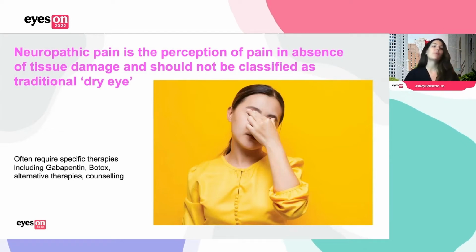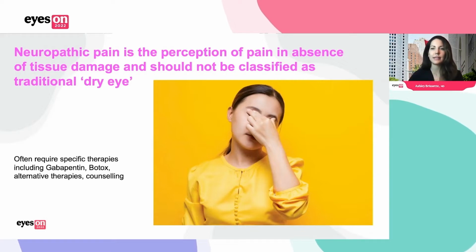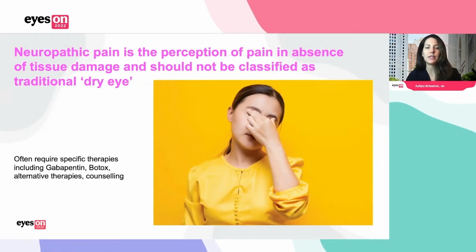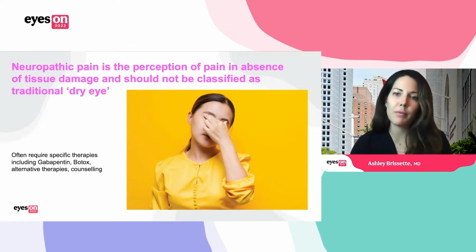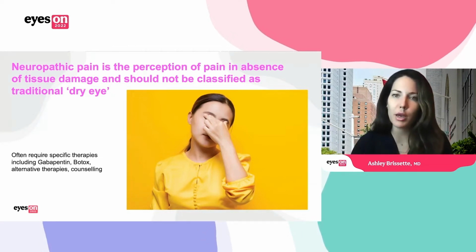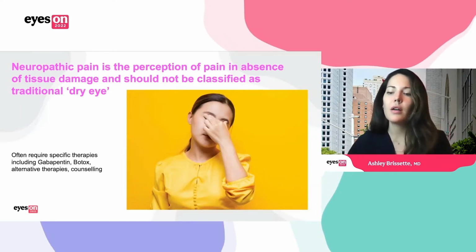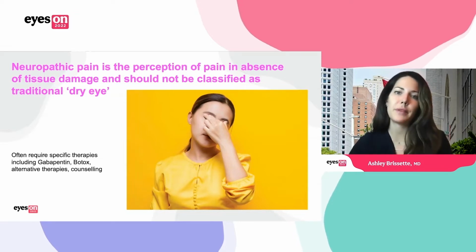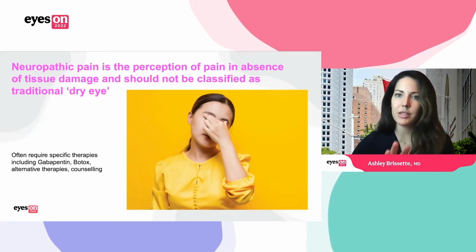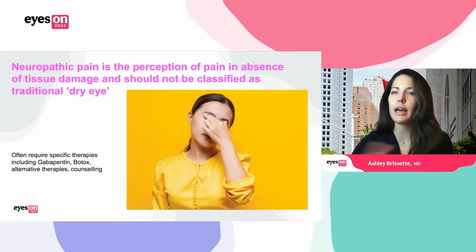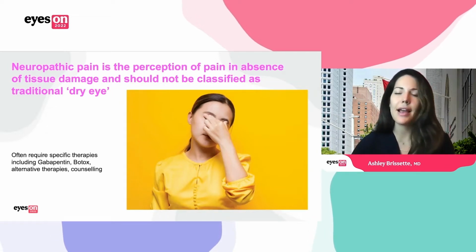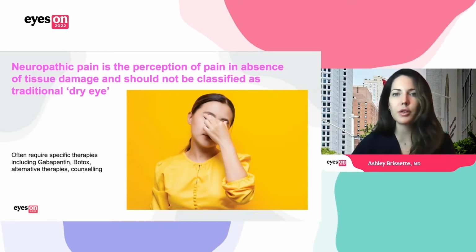So these patients often require more specific therapies, including gabapentin. Botox in and around the eyes can sometimes help, especially if there's a real blepharospasm component and a significant amount of strain. Alternative therapies as well, such as counseling to help them have discussion around pain and other chronic pain syndromes. Sometimes even meeting with a chronic pain specialist can be helpful for these patients. Also, ocular surface treatments can sometimes be beneficial. So I'll often talk to my patients about using those, but that their pain is really out of the realm of what's normal for dry eye disease, and that they might require more specific therapies or longer term treatment.